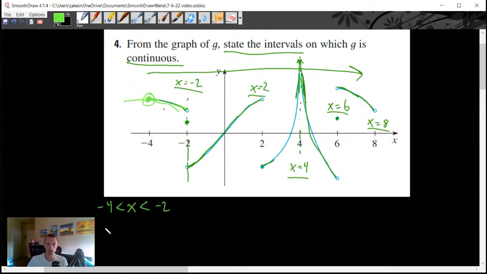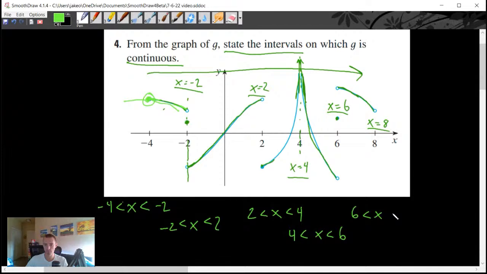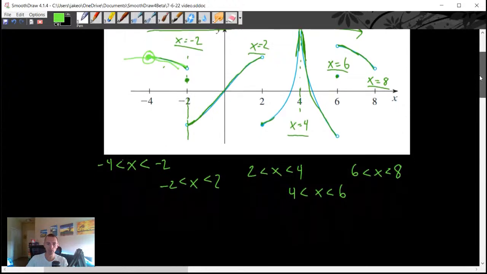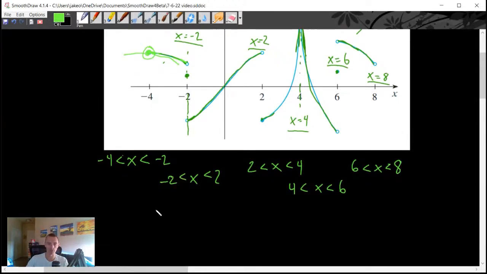So then starting at x equals -2 and going on to the right, it's continuous because we can continue to draw our function without ever picking up our pen all the way until we get to x equals 2. Then from 2 up to 4, the same pattern continues. And then from 4 on to 6, and then from 6 on to 8. So this is one way that we can write out these intervals.